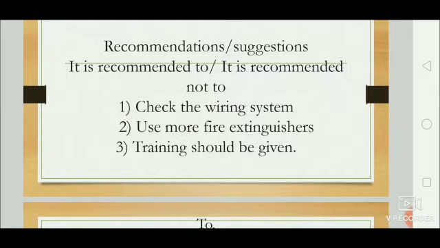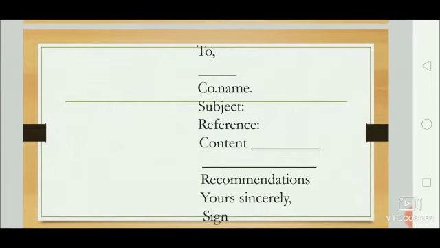Next slide. Here we are talking about the format of the letter: to whom you are going to write the letter, then the company's name, and the subject, that is report on fire accident. Reference: you have to write memo dated on. Content: how will you start? With reference to, and you have to mention the hostel happenings and recommendations as I discussed before. And last, the final closing salutation, you have to write yours sincerely, and put down your signature there. This is all about the format of the report. Next.